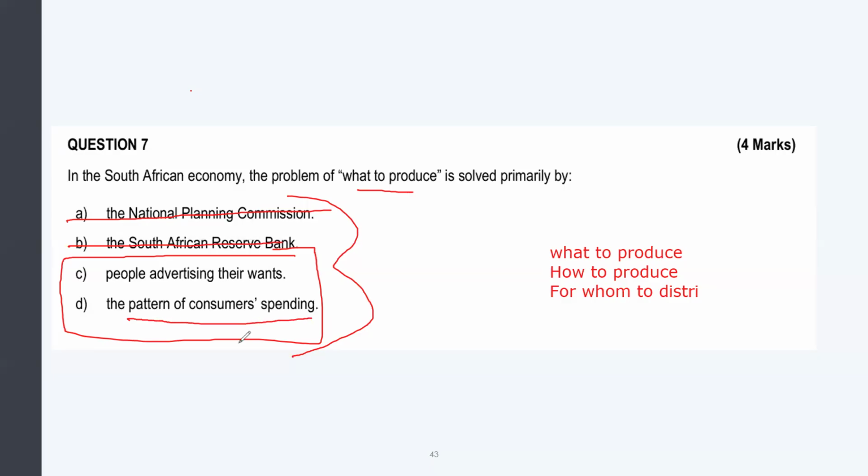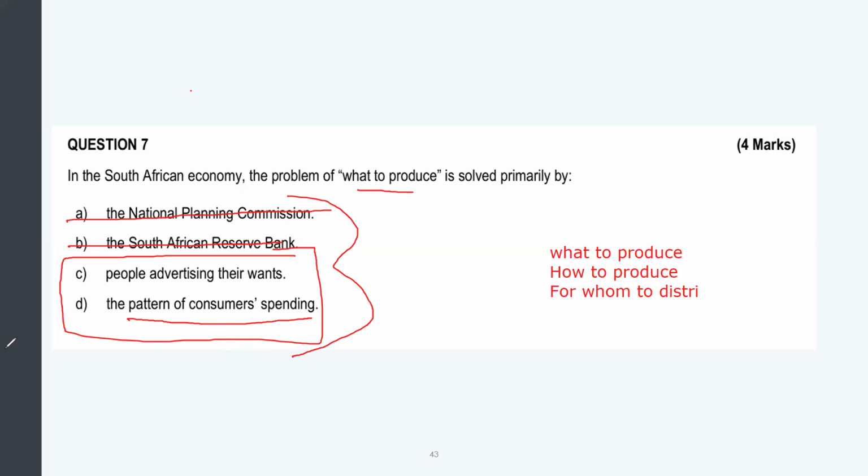If you buy more oranges, the companies that do oranges will produce more oranges. If you buy less grapefruit, the companies that do grapefruit will produce less grapefruit. You don't have to have an advert in the paper saying, guys, I want oranges. No one does that. You just go to the shop and choose by your spending what should be produced next year. I hope that's clear.